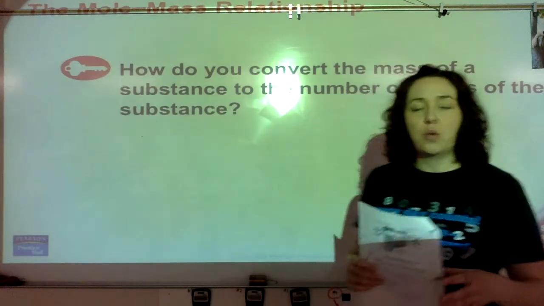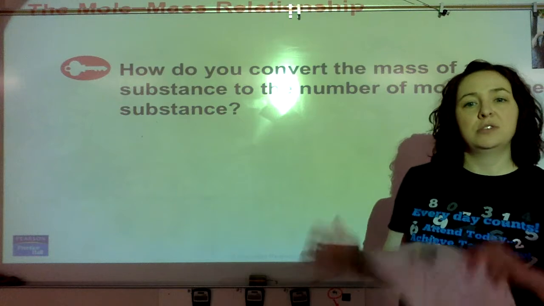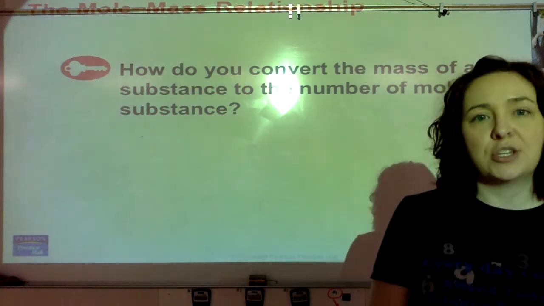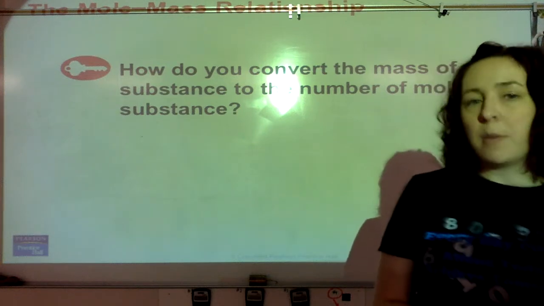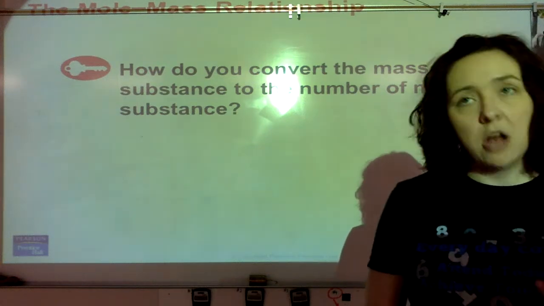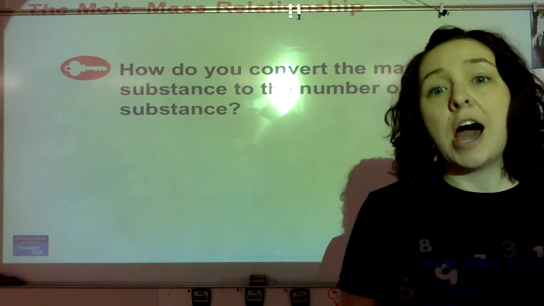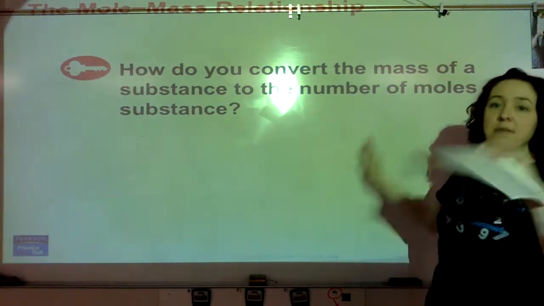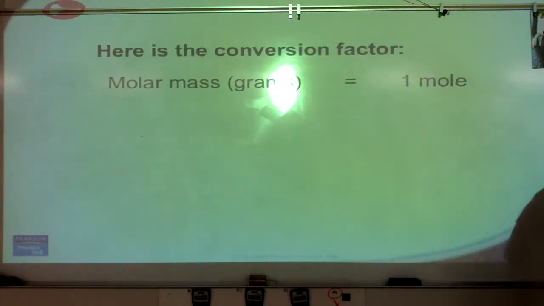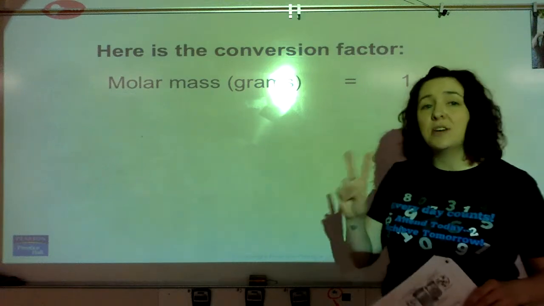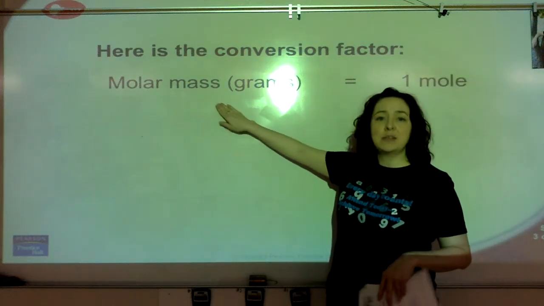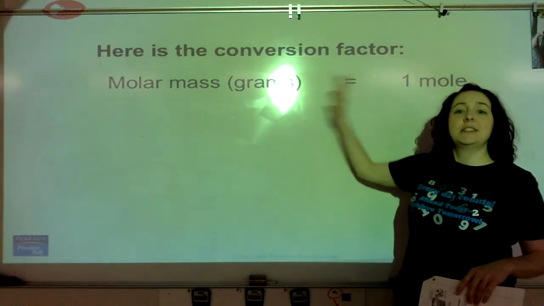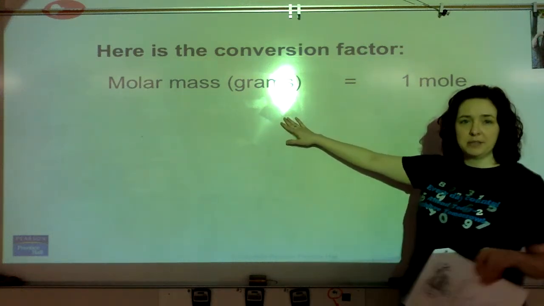So our last class, we converted moles to particles and particles to moles. 1 mole equals 6.02 times 10 to the 23rd particles. And remember, particles can be atoms, molecules, formula units, or ions. Okay, today we're going to convert mass to moles and moles to mass. So our new conversion factor, our second conversion factor, is molar mass, which is what we learned how to do last time, equals 1 mole. So this is our second conversion factor that you're going to have to memorize.